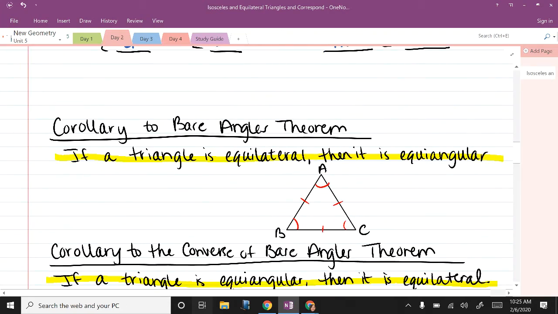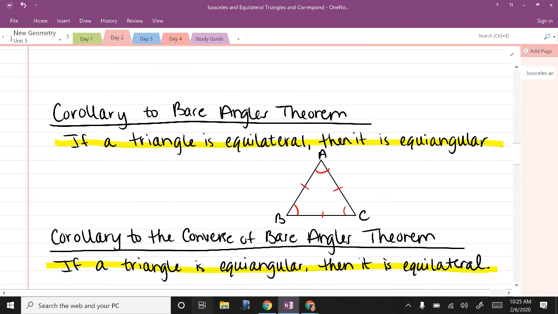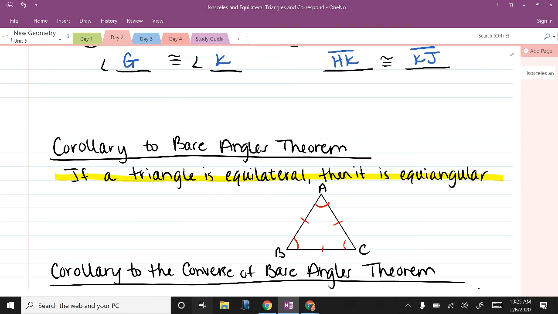So find the corollary to the base angles theorem. Is that the next one down on the back? Next to the last one? The corollary, remember a corollary we learned yesterday is a statement based off of a theorem, right? We take a theorem and this is just a branch off of it, okay? So the corollary to the base angles theorem says if a triangle is equilateral, then it is what?